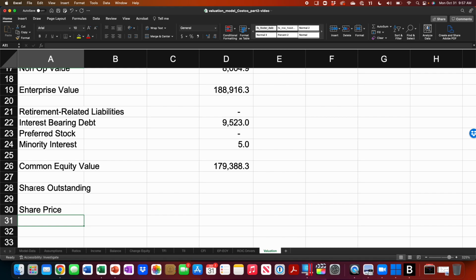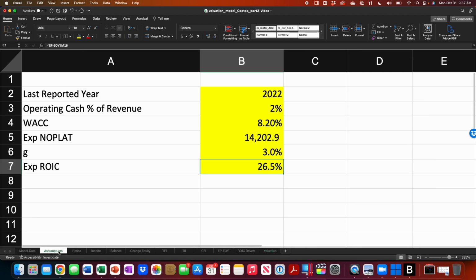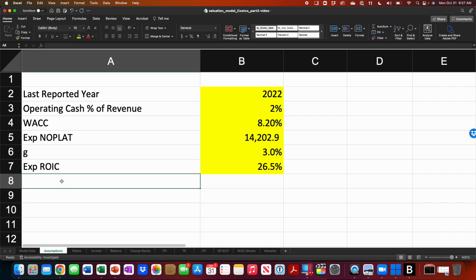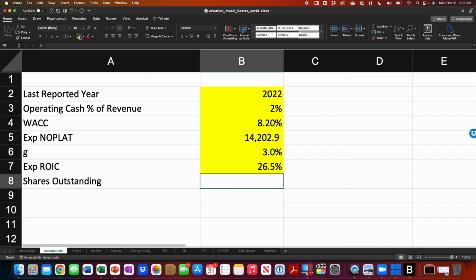Because I will guarantee if you hard code the share count for Costco in here, when you switch this to another company, you're going to forget to change the share count, and you'll be like, my model doesn't make any sense, right? Because you're going to have the wrong share count in there. That's why, again, we put the assumptions all into one place. So the next assumption down, even though one on that screen, is going to be the shares outstanding. And that's going to be yellow off the assumptions tab.